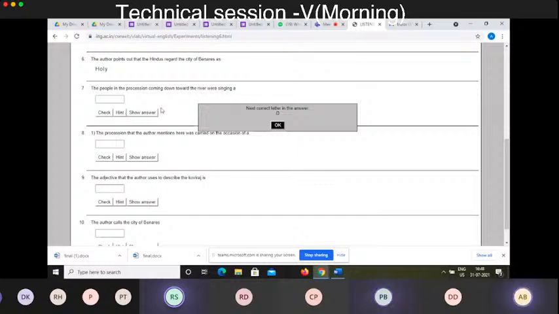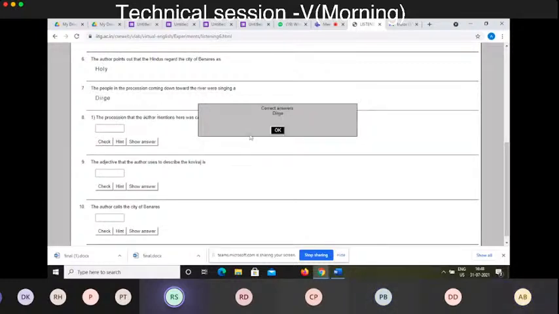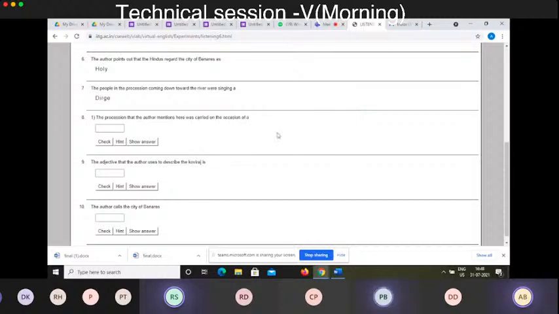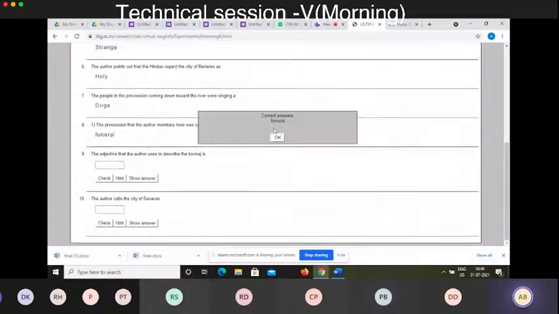Okay. Right. What is a dirge? It's a funeral hymn, right? They were singing a dirge. We will move to the next question. The procession that the author mentioned here was buried on the occasion of a. Funeral. Yes, good. Funeral.